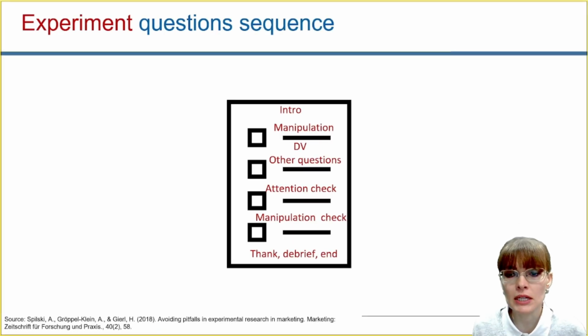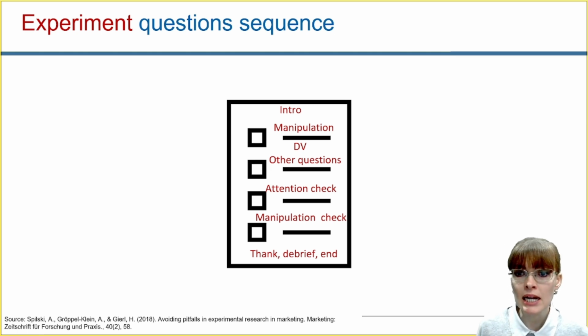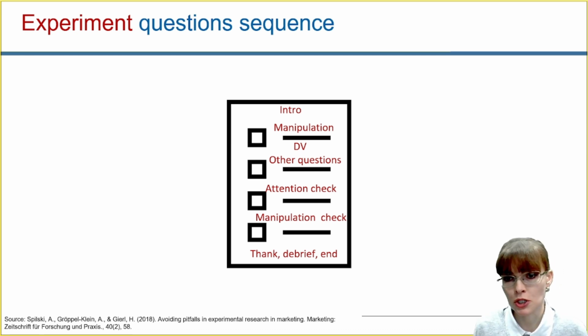Okay, on the screen, what you see is the typical sequence of an experiment, what an experiment would follow. You would give your participants an introduction to your experiment. You'll give them instructions without giving away too much. Everything depends on your research design. This will be followed by the administration of your actual manipulation. Then you would measure your dependent variable, ask them to complete any other required measures. If you plan to use an attention check, it would be somewhere after you measured most of your questions, and manipulation check will be administered at the end of the experiment. Then you would thank, debrief, and end your experiment.